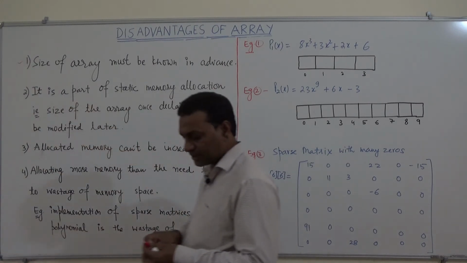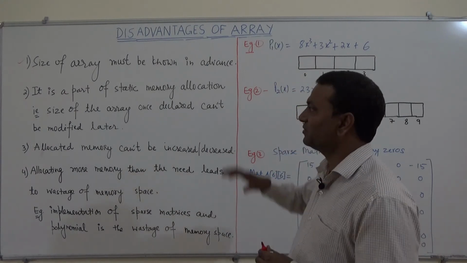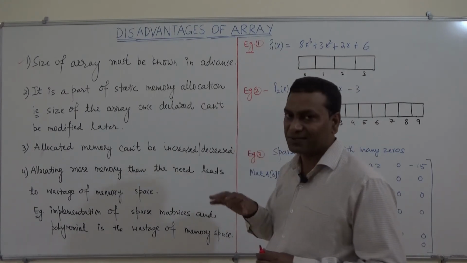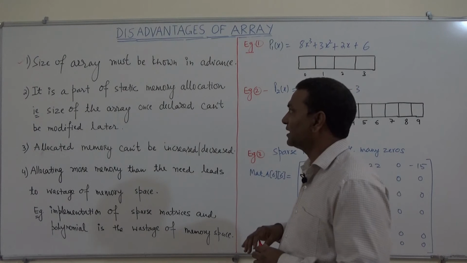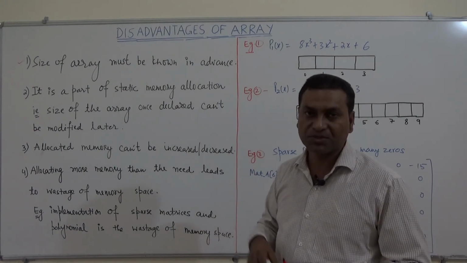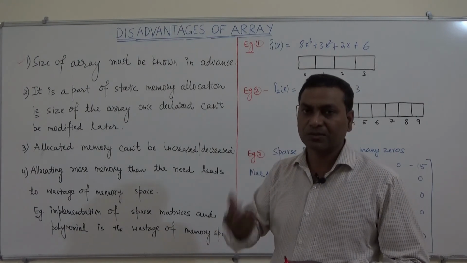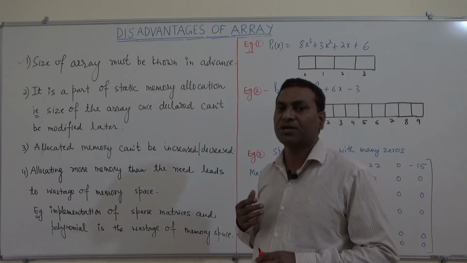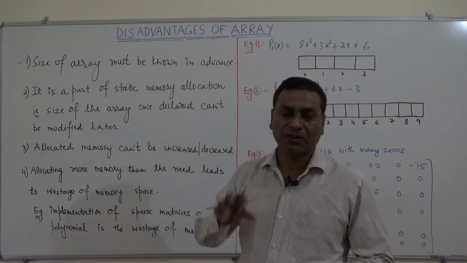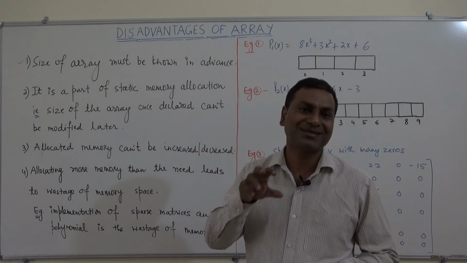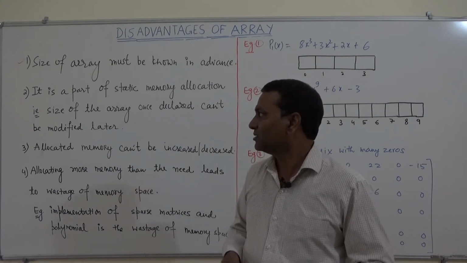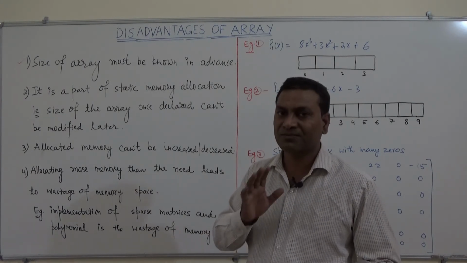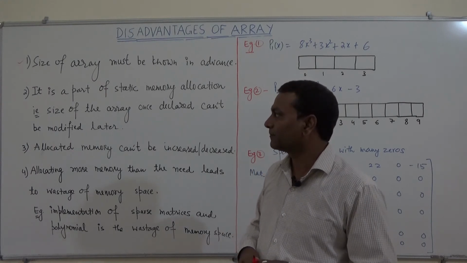whenever we want to make a program using the array, we need to declare the size in advance. The size of the array must be known in advance. Like suppose if we want to declare an array for 10 elements, then we need to declare its size at the start. So this is the first drawback of the array.